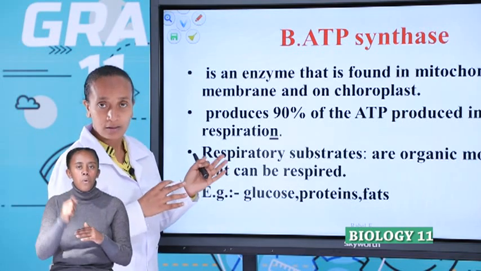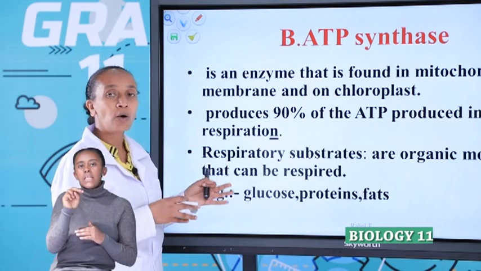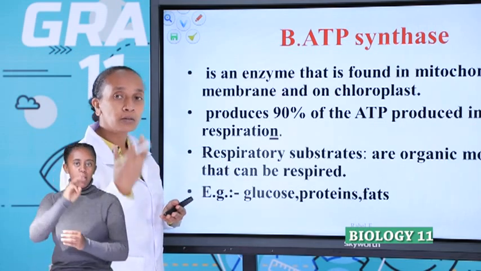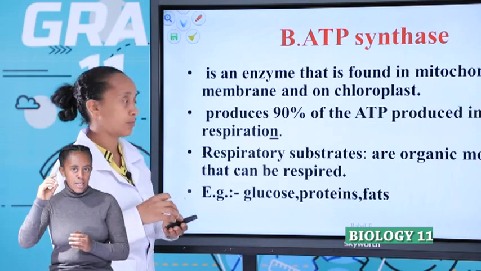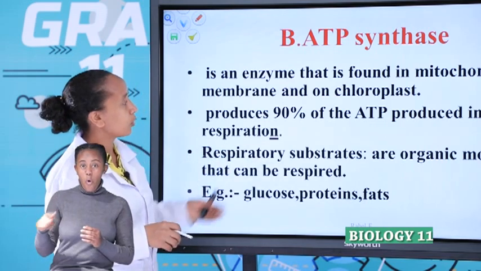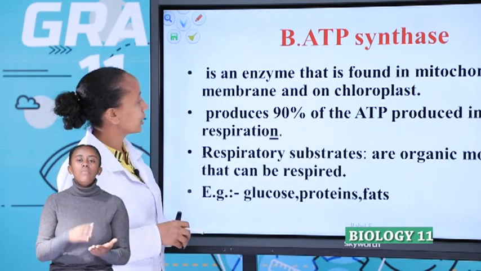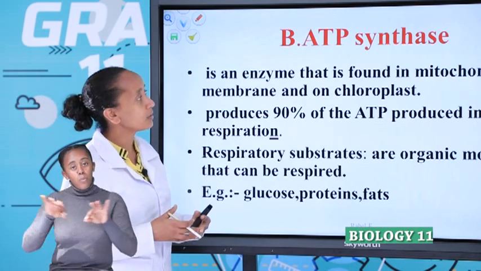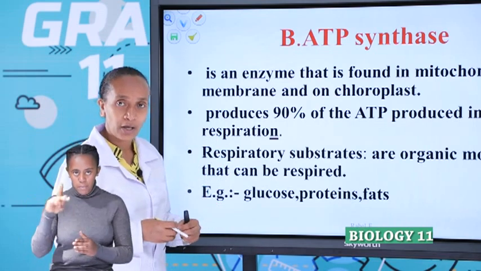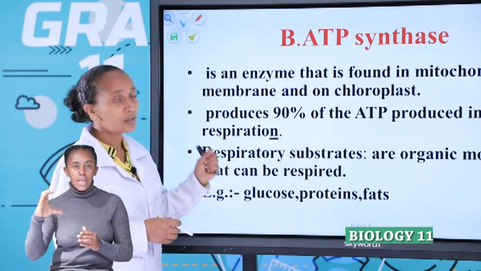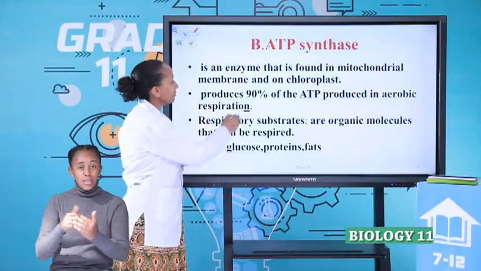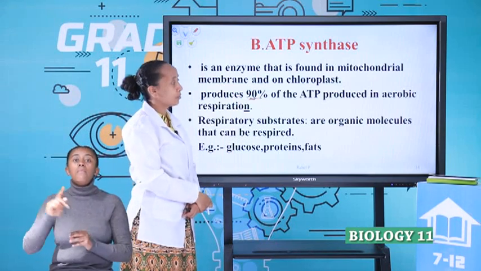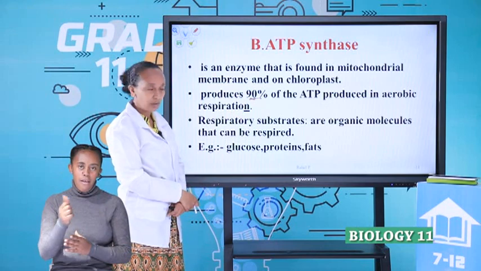The second process by which ATP is produced in aerobic respiration is by using ATP synthase. ATP synthase is an enzyme which is found in the mitochondrial inner membrane or in chloroplast. It is a protein in the membranes of chloroplast and mitochondria, and it is important in producing ATP in aerobic respiration. By this method cells produce 90% of the total ATP produced by aerobic respiration.